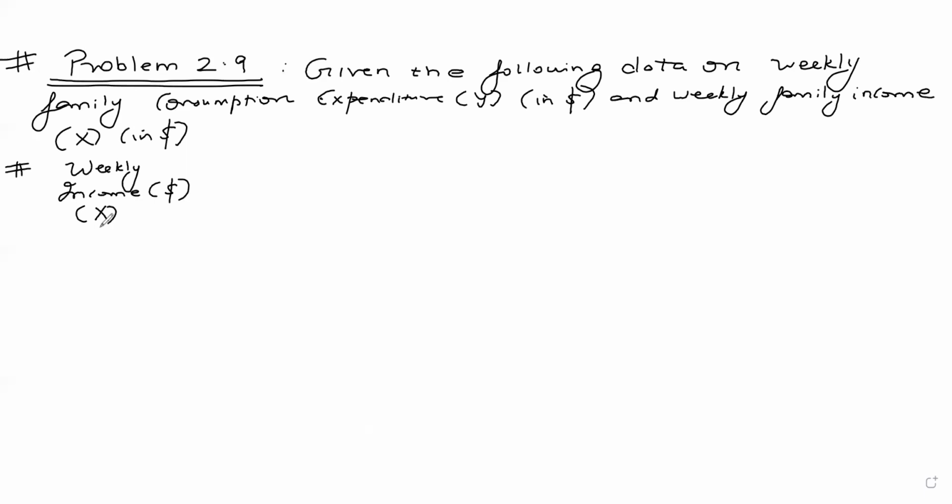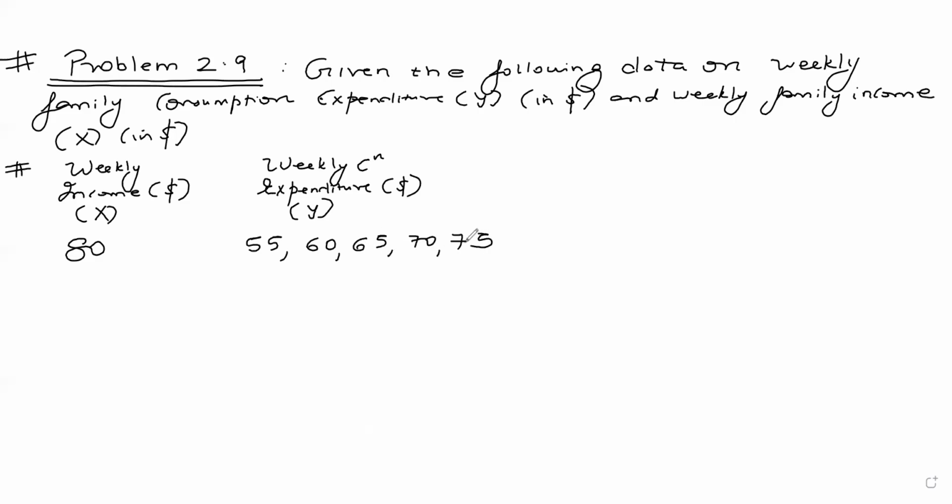Weekly income in dollars, this is our variable X. And we are given weekly consumption expenditure in dollars, which is our variable Y. Again, we are given for every value of X, you have different values of Y given to you. For each value of X, you have different values of Y. It's actually a mechanical question, but still we can take it up for discussion.